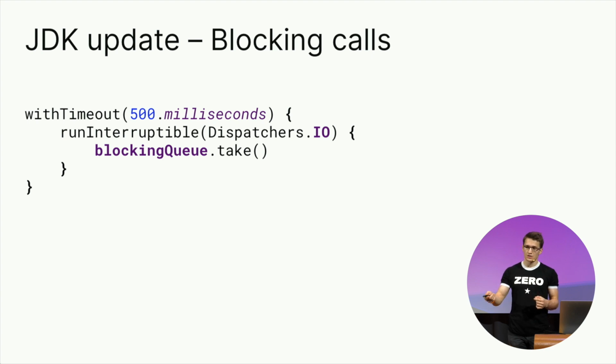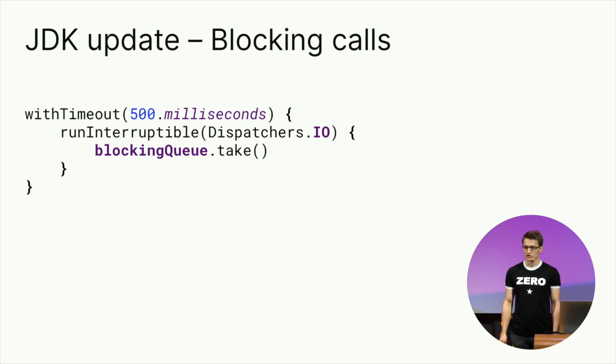For example, if this timeout coroutine was cancelled, or if the whole outer scope or your activity was cancelled, then it interrupts the current thread. Blocking queue take or any other blocking operation will throw an interrupted exception, and this function will transform it to a cancellation exception. So you can finally forget about your coroutines getting stuck in blocking Java calls as long as you're wrapping them in the runInterruptible function.